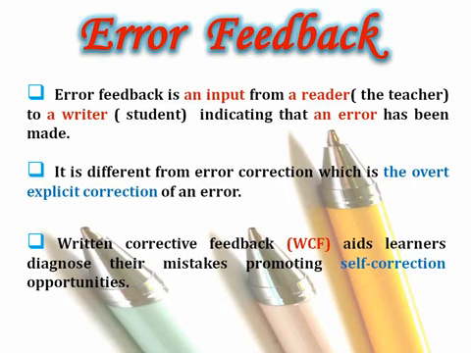What's error feedback? In a teaching-learning context, error feedback is an input from a reader, who is most often the teacher, to a writer, who is the student, indicating that an error has been made. Error feedback is different from error correction, which is the overt, explicit correction of an error or a mistake. Written corrective feedback, or WCF, aids learners diagnose their mistakes, helping them reflect upon those mistakes and giving them more and more chances to self-correct those errors.